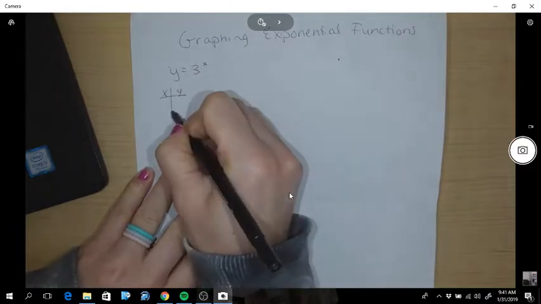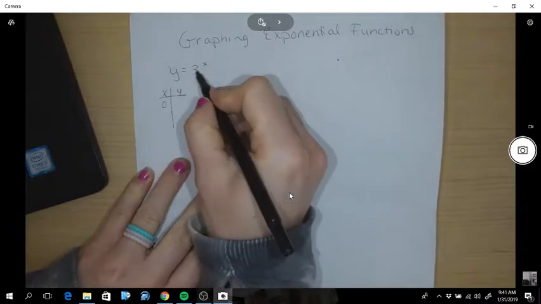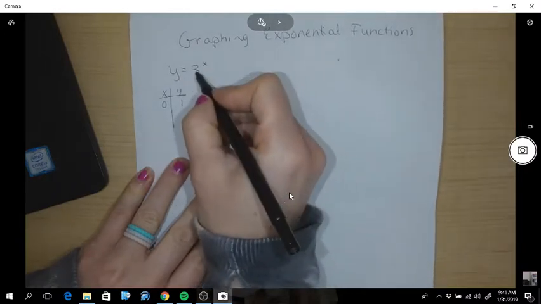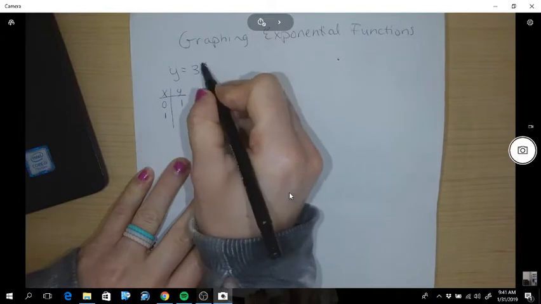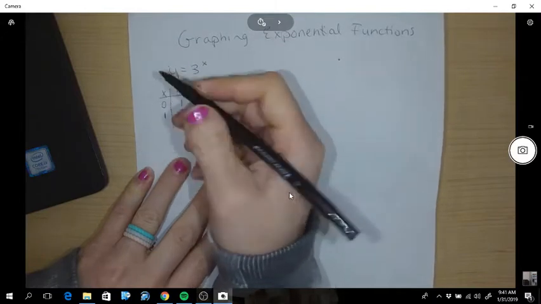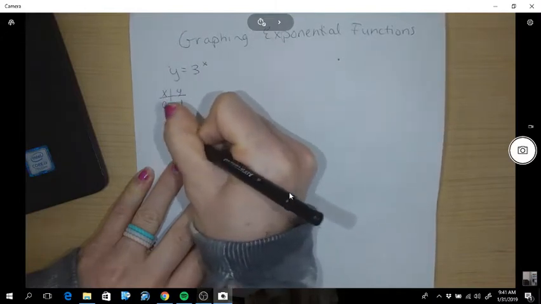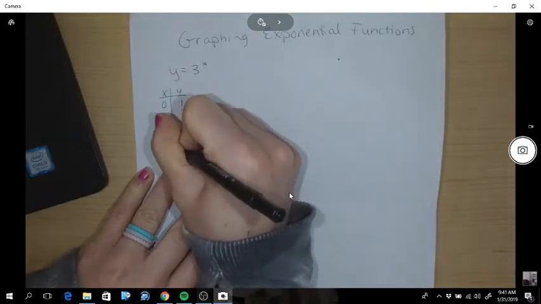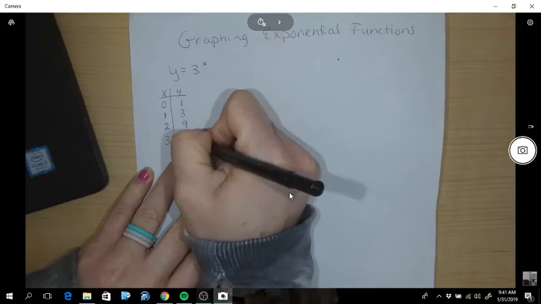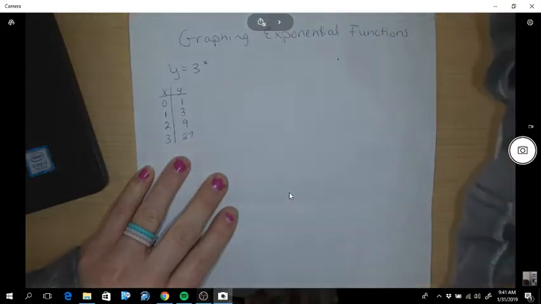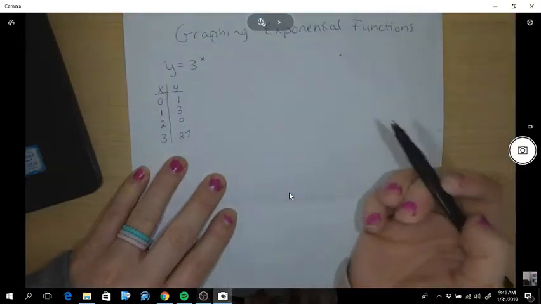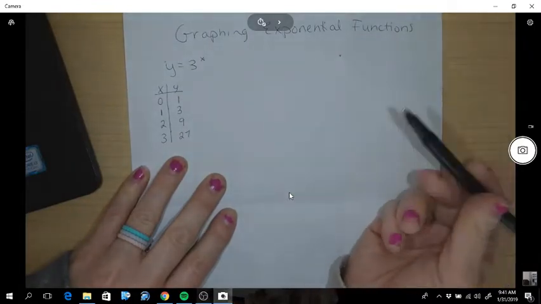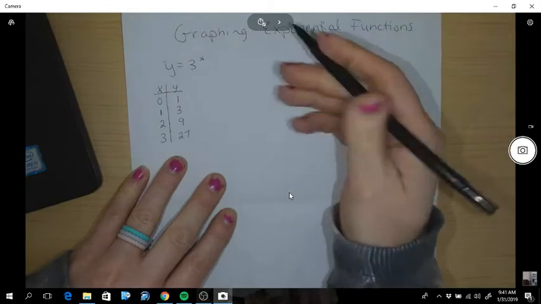Okay, so if x is 0, 3 to the power of 0 is 1. If x is 1, 3 to the 1 is 3. If x is 2, 3 squared is 9. If x is 3, then this is a y value of 27. So as you can see, when you do exponential functions, you increase rapidly. Okay?